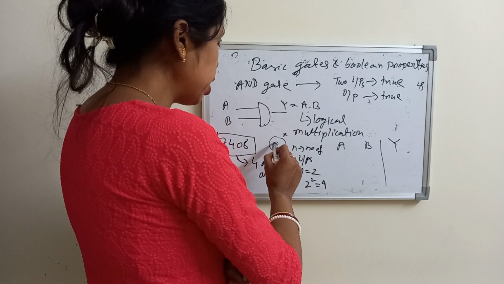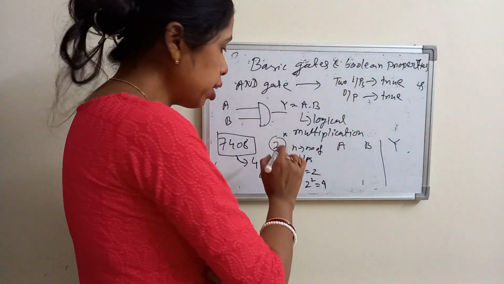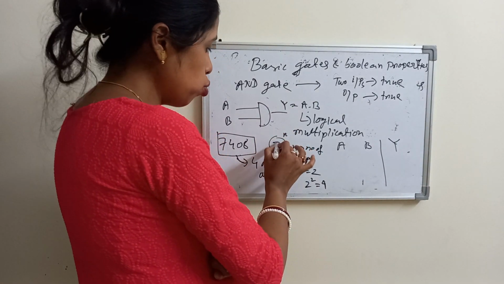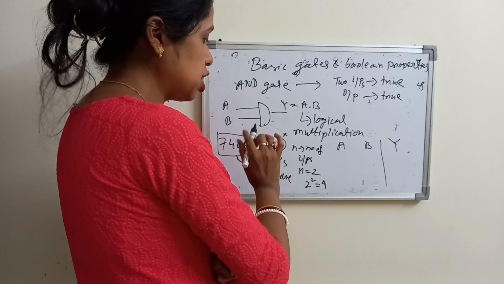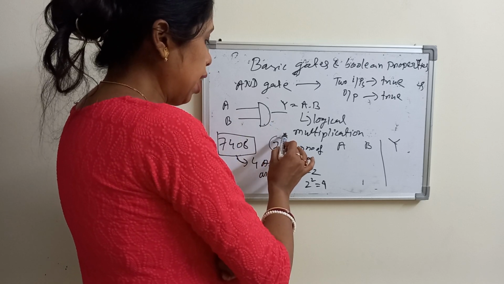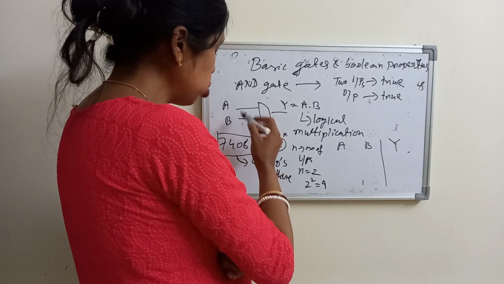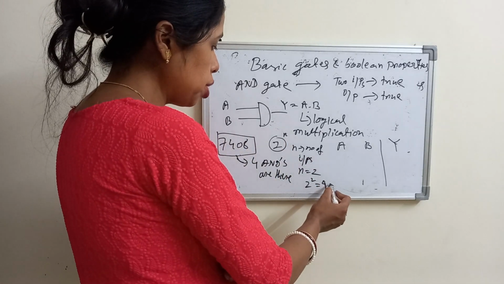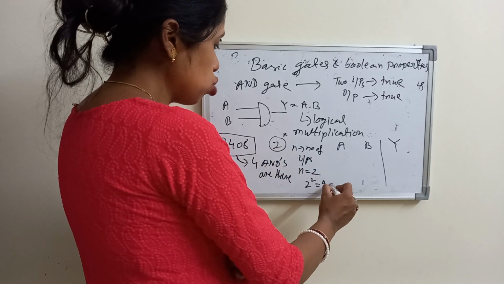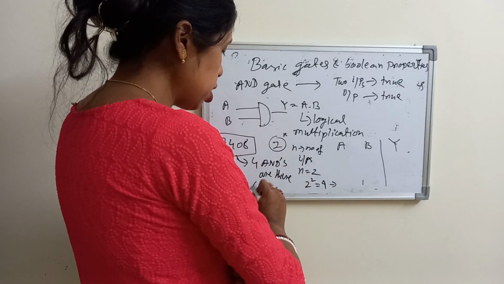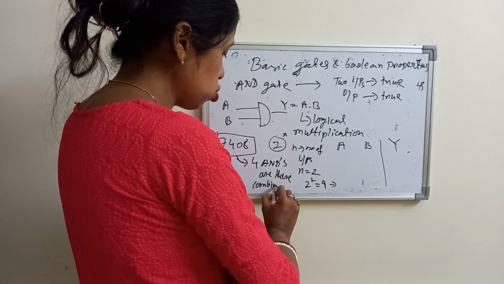So in case of binary, the formula is 2 to the power n. Why 2? Because it is the binary system or digital system. n is the number of inputs. In this case, how many inputs are there? 2 inputs are there. So how many combinations can you write? Total 4 combinations of input.